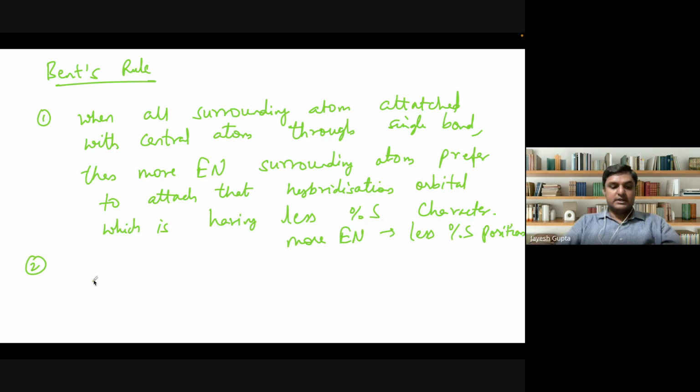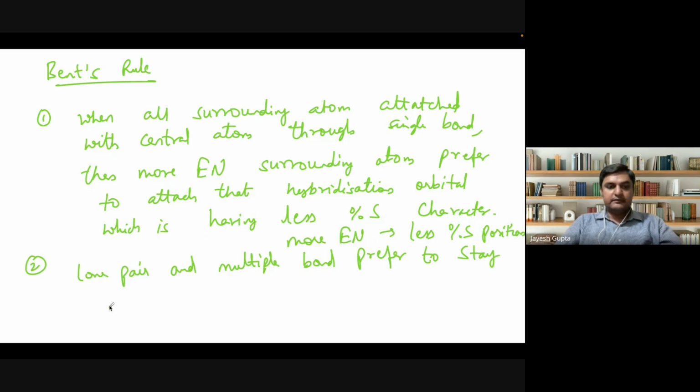Now the second point: lone pair and multiple bond prefer to stay with that hybrid orbital which has more percentage s character.